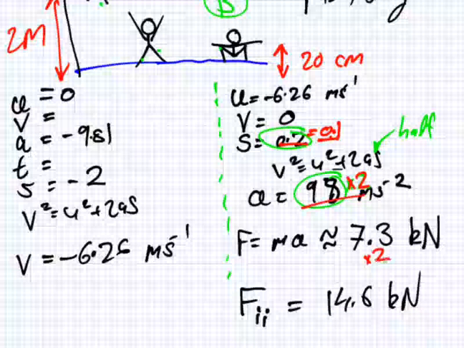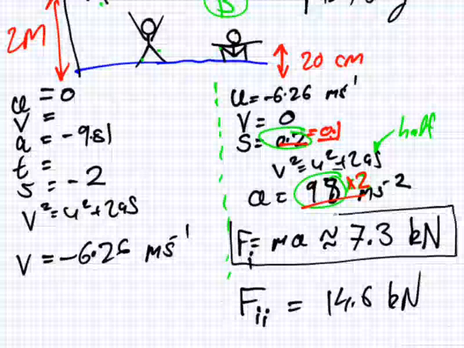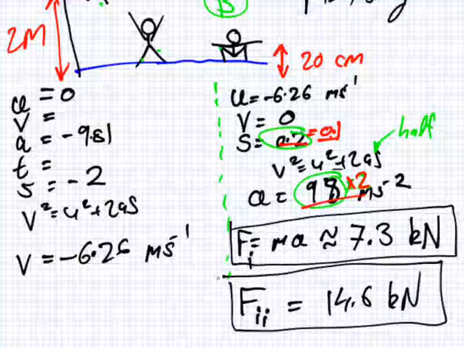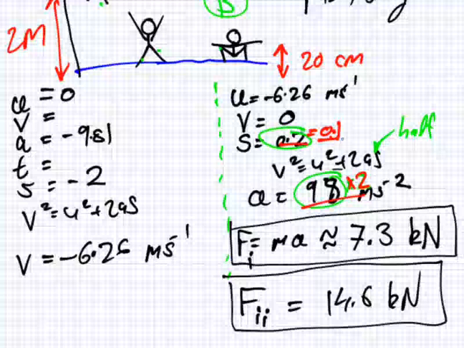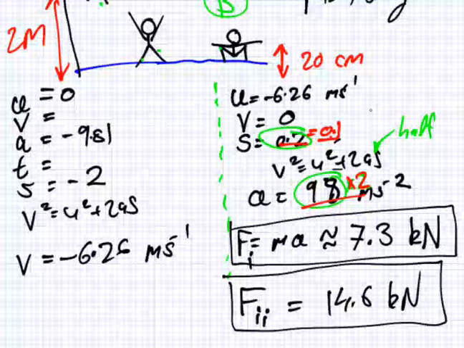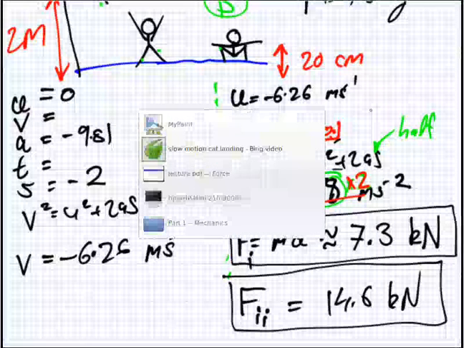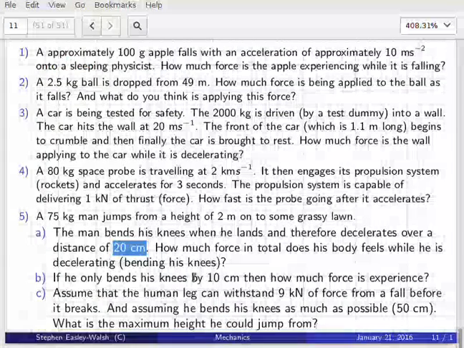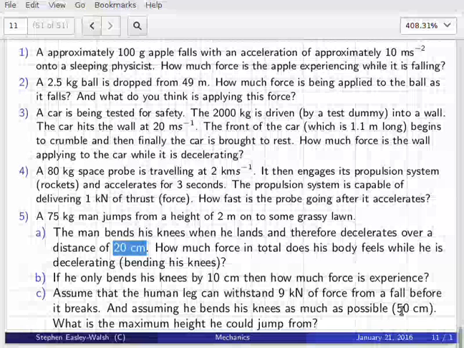So that's what I mean for the second part, the slowing down part. So here, what's the U? It is minus 6.26 meters per second. And the V is 0. And the S, 0.2. And I would like the A. So I can use V squared equals U squared plus 2AS, and I'll get A equals V squared minus U squared, divided by 2S. So I get the A is positive 97.97. So practically 98, we'll say.